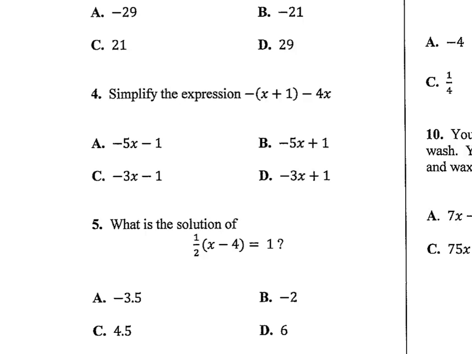And number four, we're going to simplify this expression, but I want you to really keep in mind this is like a negative 1 right here, and you need to distribute that guy to everybody and then combine like terms.